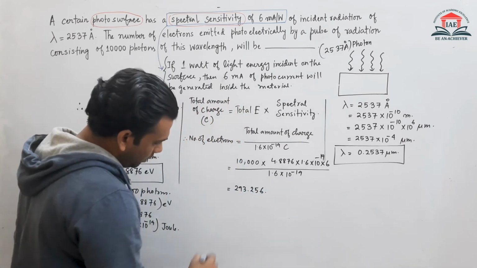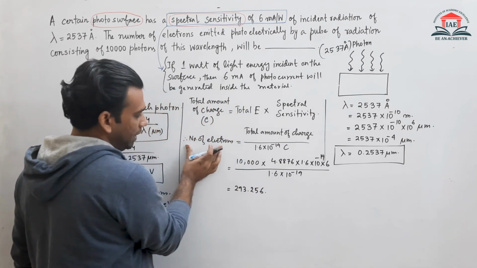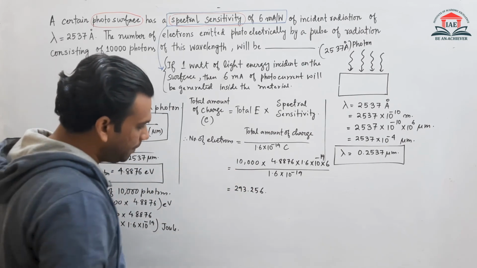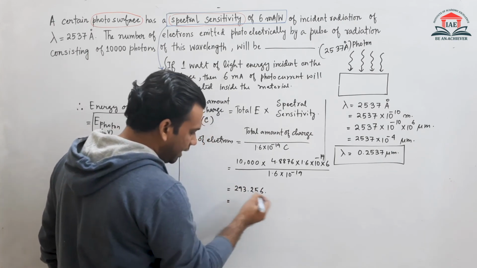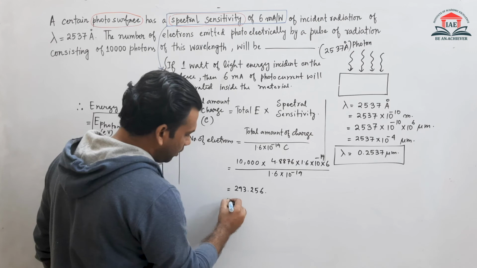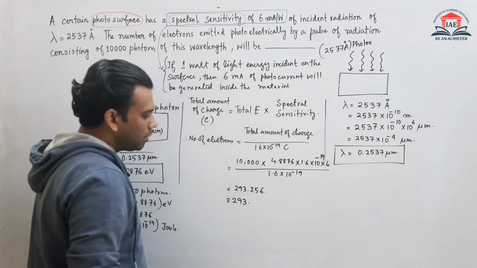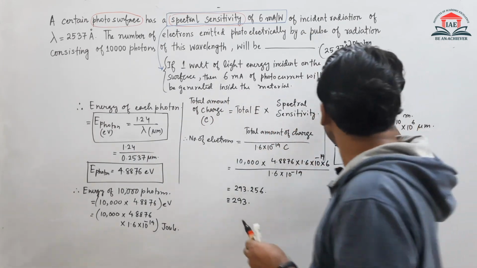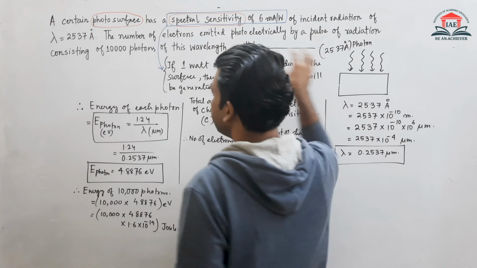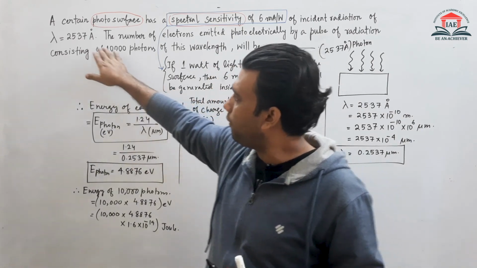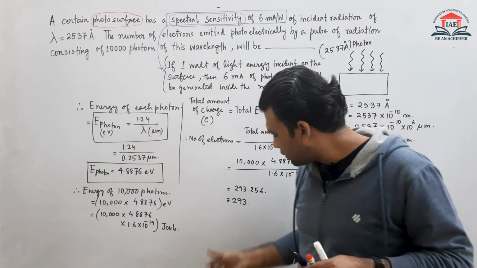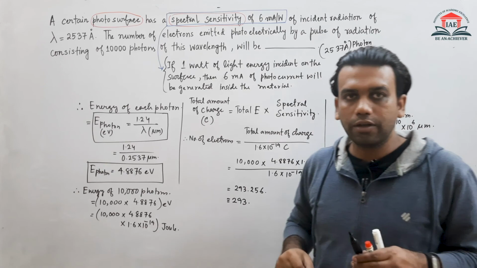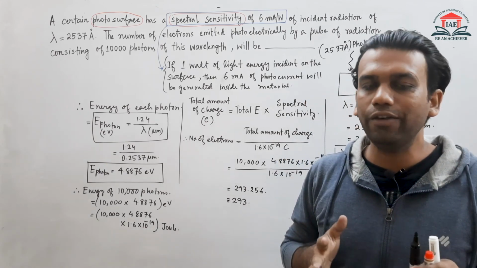So what is this? The number of electrons. The number of electrons can never be in decimal, so that means we have to round this off. So generally we can say here it is 293. So the total number of electrons that has been generated inside this photosurface due to these 10,000 photons of lambda 2537 is 293. This is the total number of electrons that has been generated. So hopefully you have enjoyed this video and thank you for watching.